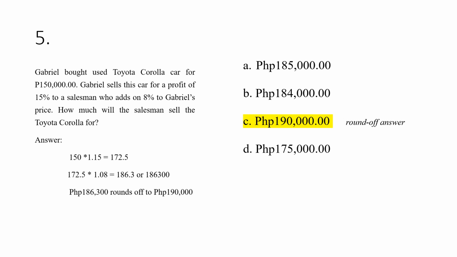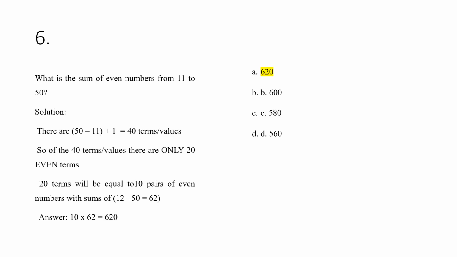So the salesman now imposes an 8% profit, and that would be 172.5 times 1.08 or 186.3, and then putting on the 3 zeros will give us 186,300. From the givens, there is not this option, but we understand that we can round this off to 190,000, and therefore our answer will be letter C.